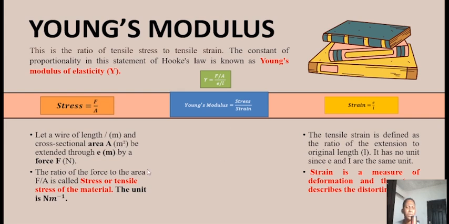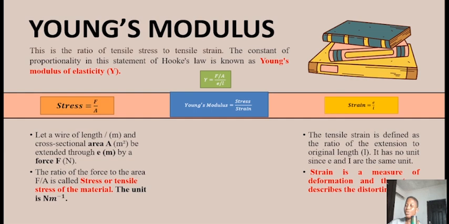And let's go to the tensile strain. The tensile strain is defined as the ratio of extension to the original length. It has no unit. Since E and L are the same, don't worry, we're going to solve all of that. Strain is the measure of deformation, and stress describes the distorting force. So the strain measures the deformation because it is extension over length. You are just measuring the deformation, and stress describes the distorting force. So let's go to our board and quickly see.